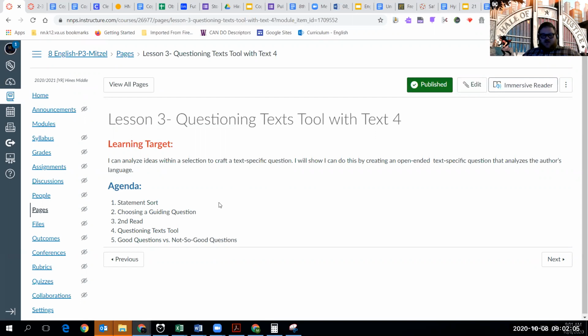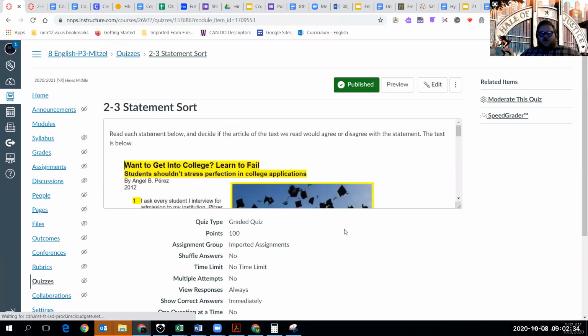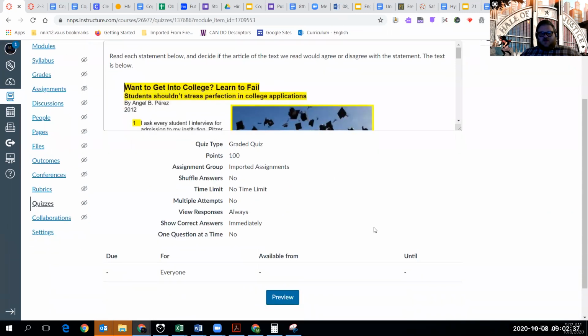Note our agenda. We're going to start out with a statement sort, which you'll do on your own. You will choose your guiding question. We're going to do that part together to help you out. Then you're going to do your second read of text 4. It's the one about learning to fail if you want to get into college. And then you're going to have a chance to work with the text tool by yourself today after I give you a quick model, and then you're going to do your exit. Good questions versus not so good questions. Click on Next.